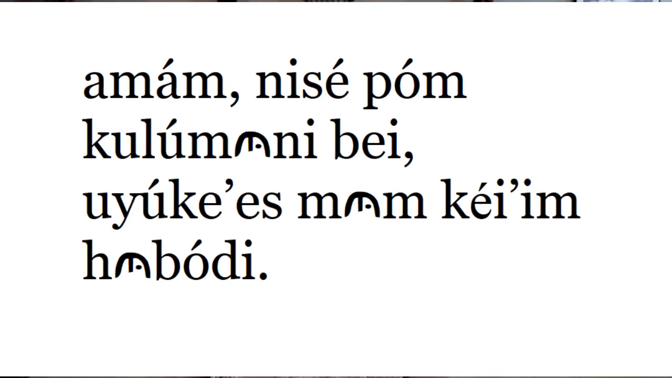Pom klumani bei Uyuk. Pom is night. Pom is the subject, night, of the dependent clause. Kulumani, when night got dark. Uyuk is camp or spend the night away from home. What does Uyuk mean?